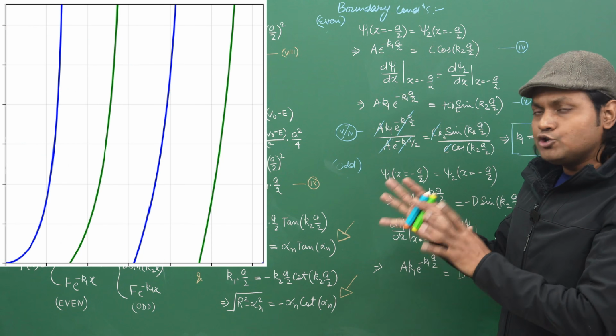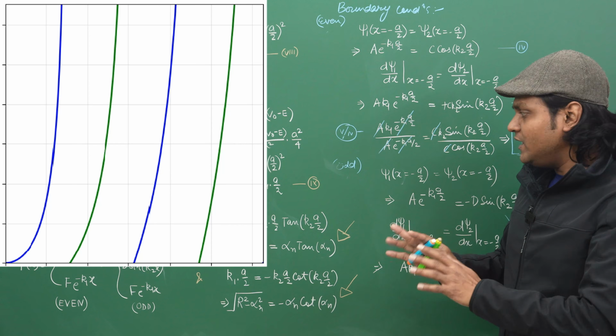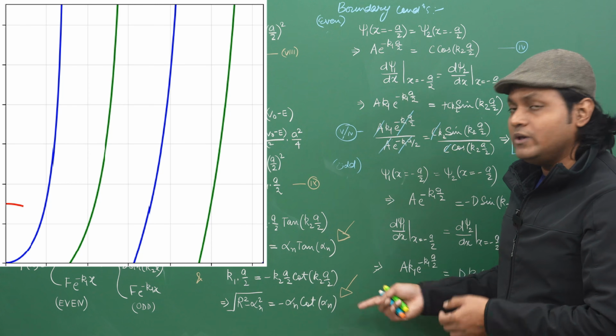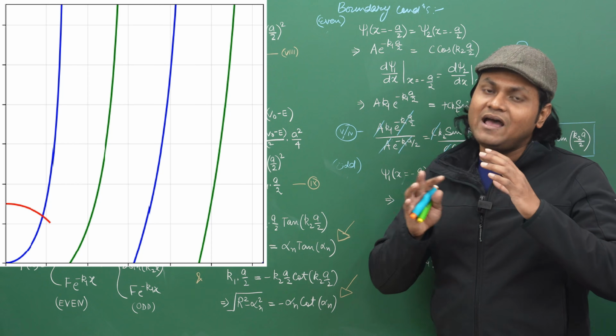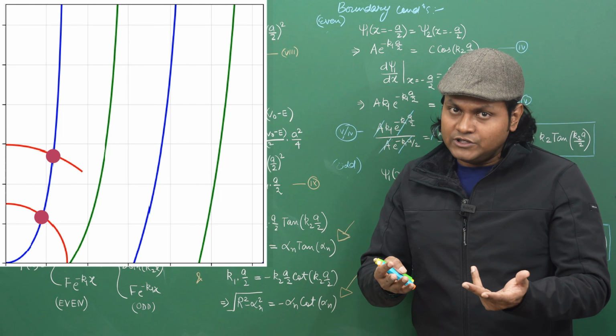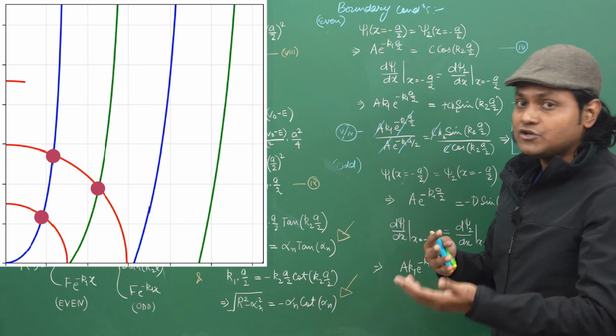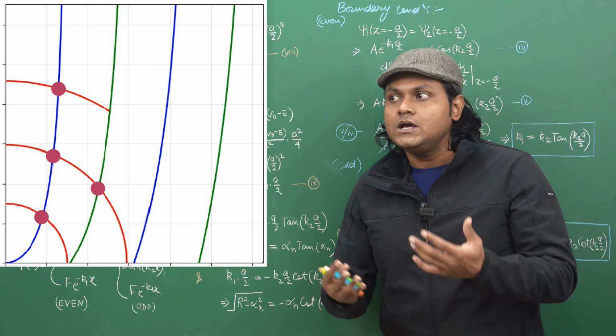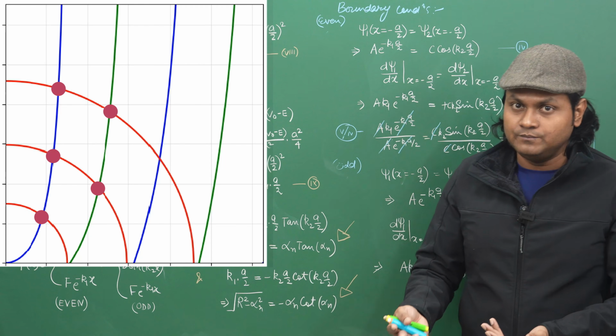So this animation should give you some idea about what is happening here. We're simply trying to find the solution of these two equations, but to do that we have used a graphical method of finding the solutions by finding the intersections of the left hand side and the right hand side function variation.